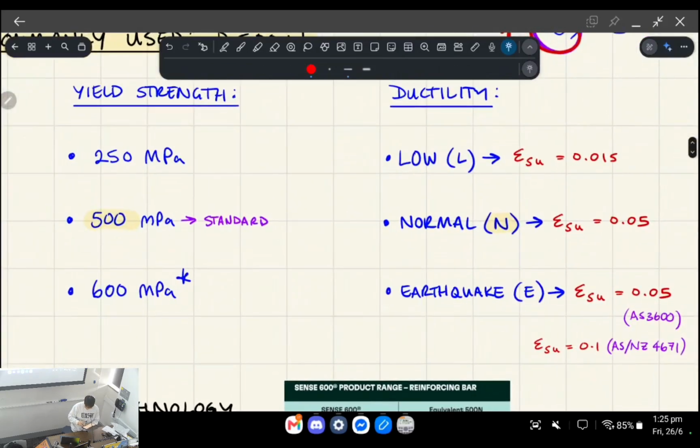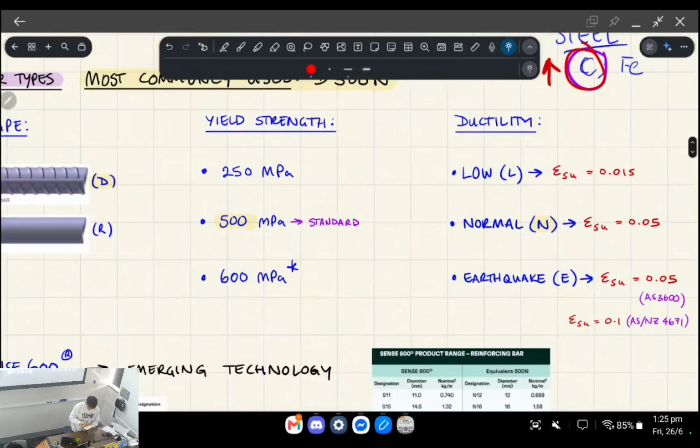levels of ductility, it's kind of funny because there's a bit of contradiction, I realized. In AS3600, which is the standard that we use for concrete structures in Australia, it says 5% ductility as well, also 5% elongation, for earthquake bars. But in this standard, which is for Australia and New Zealand, this is like the steel bar manufacturer's standard that they have to abide by. It says that earthquake bars should have 10% ductility, not 5. So anyway, I thought that was interesting.